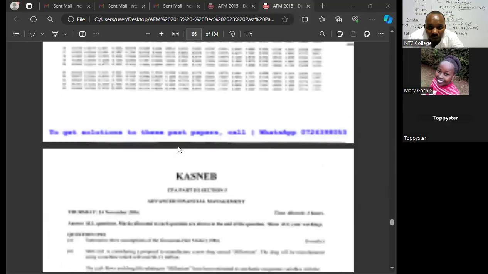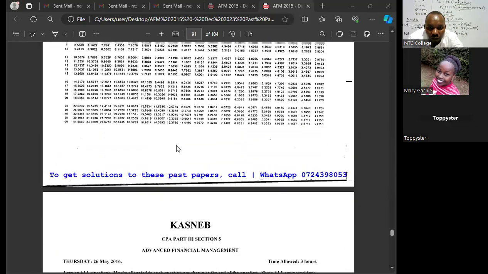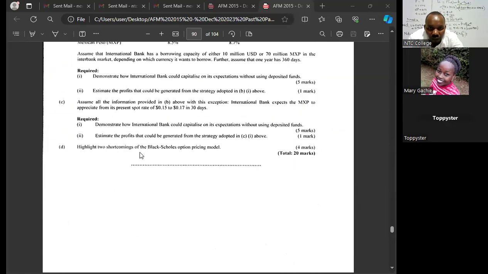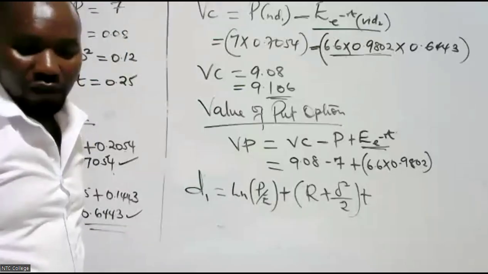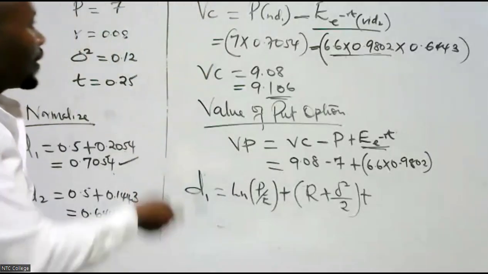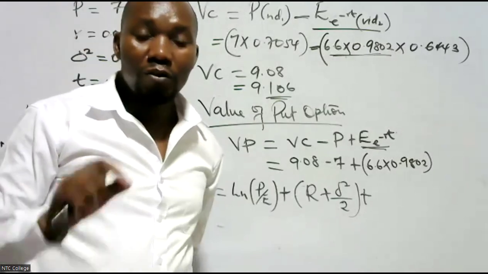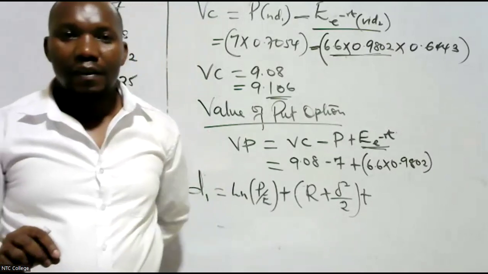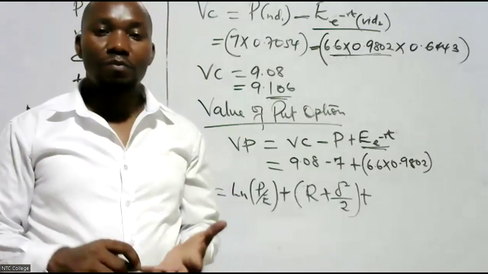It's 20 May. Pia tulikuwa na Black-Scholes. Highlight 2 shortcomings of the Black-Scholes option pricing model. What do you think will be the problem with this Black-Scholes? If you are asked to highlight 2 challenges, hii ni rahisi. Angalia formula. This one assumes that when you are pricing, you're using some constant figures. So it assumes that risk is known, which might not be true.